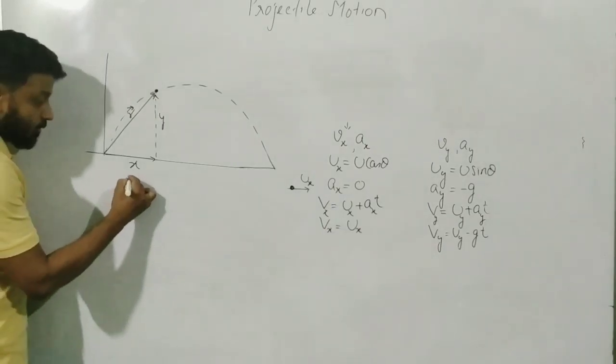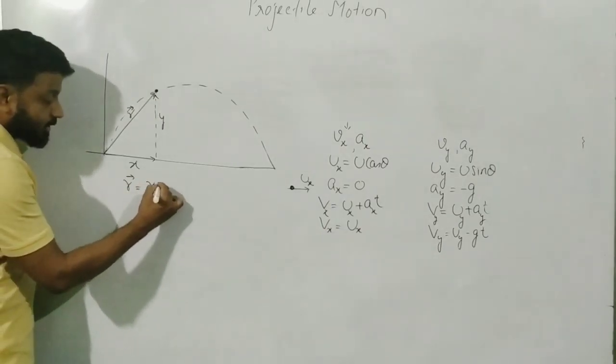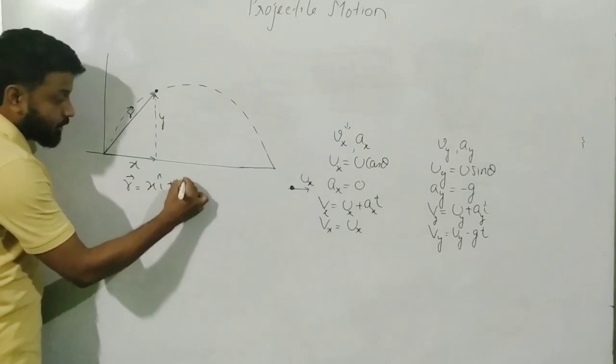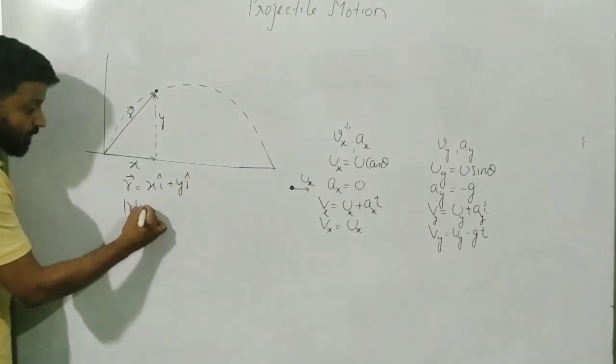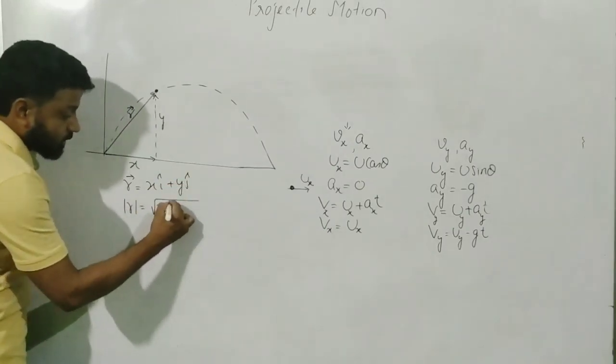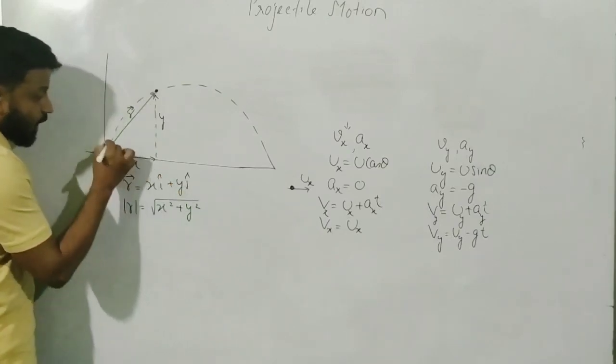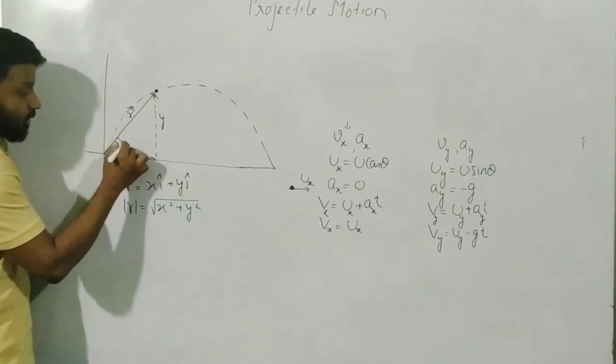Will you write r vector now? You can write r vector as x i cap plus y j cap. How will you find the modulus of r? Root over of x square plus y square. How will you find this angle? Let me call this angle as gamma.